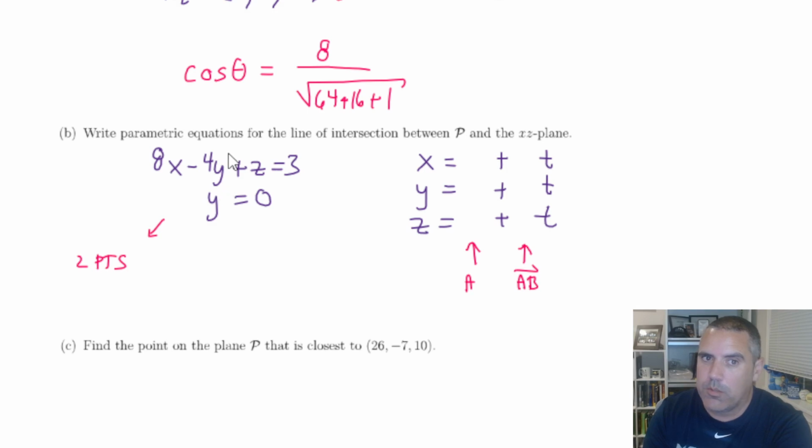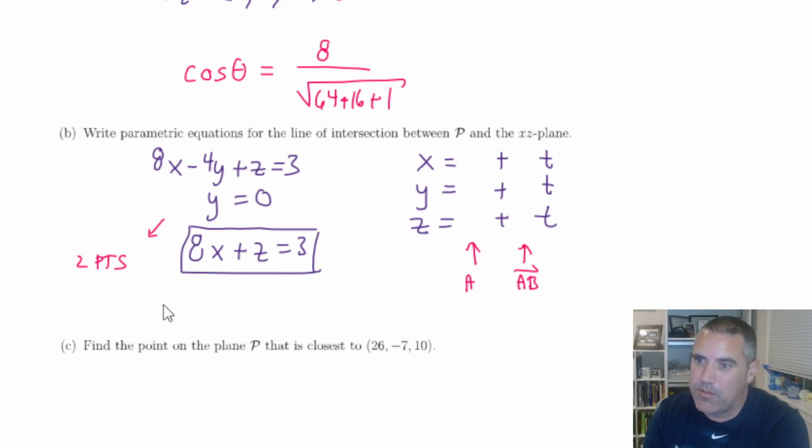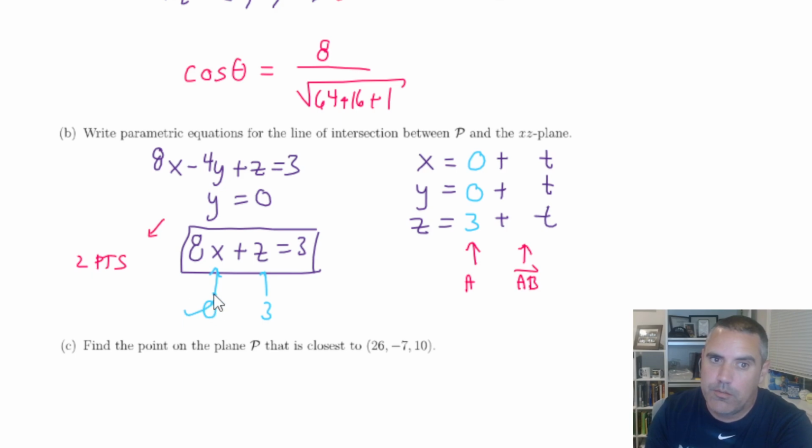And the way we find a point is we combine. Now these combine pretty nicely because you get 8x plus z equals 3 when you combine. Your job was to find any numbers that worked in there. So for example, if x is 0, then z has to be 3 and y has to be 0. So there's an example of a point, 0, 0, 3. Is that the only point? No, there's lots of others. If you wanted to just finish the problem by finding a second point, just pick anything you want.